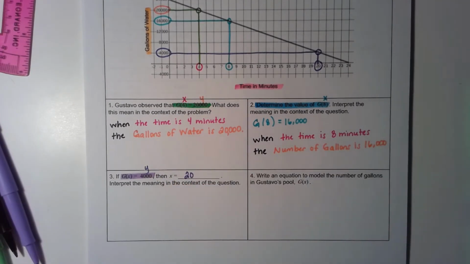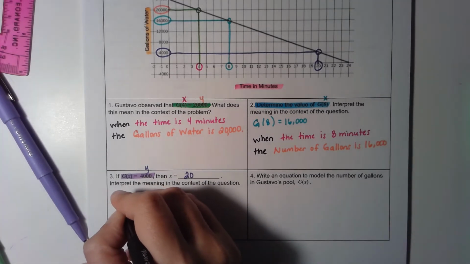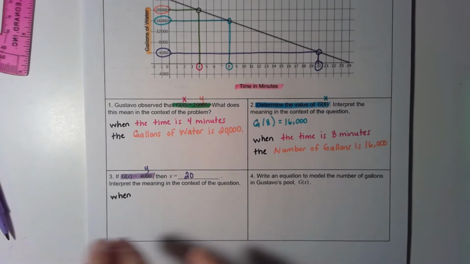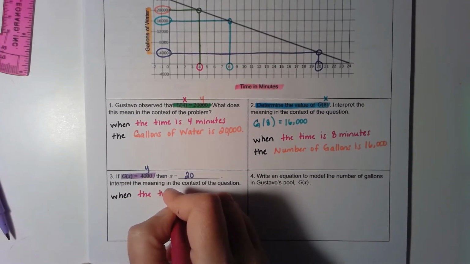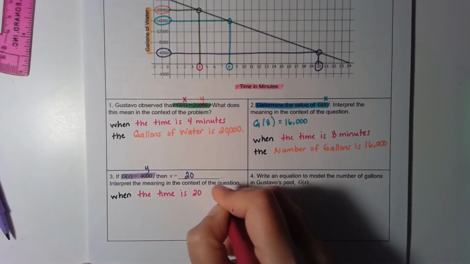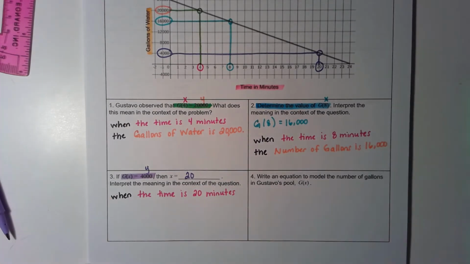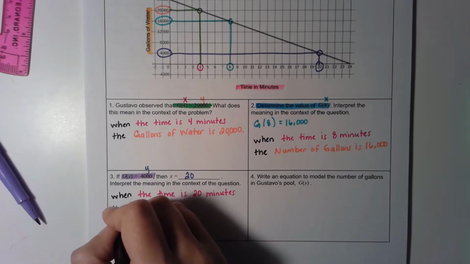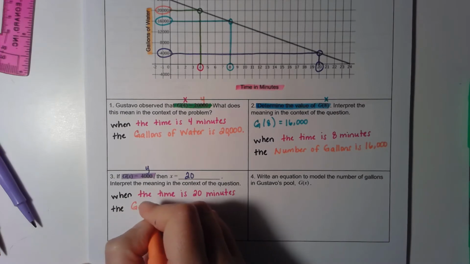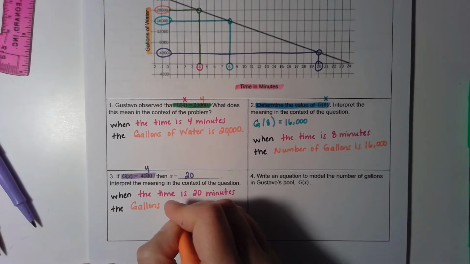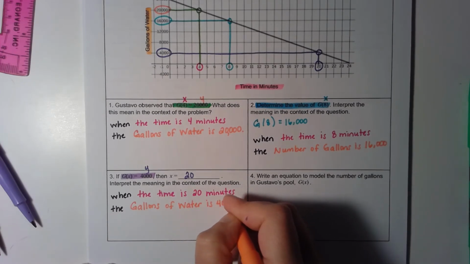Explain the meaning in the context of the question. Again, we need to explain the x and the y. So in this case, the x is 20. So when the time is 20 minutes, the gallons of water, or the number of gallons, is 4,000.